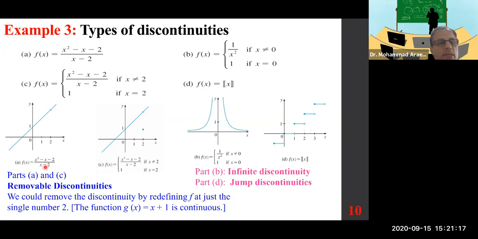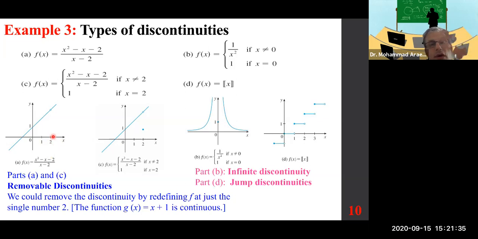What is the difference? This one is called a removable discontinuity. When the limit exists, it's called a removable discontinuity. Now, in this one, the functional value is not defined.